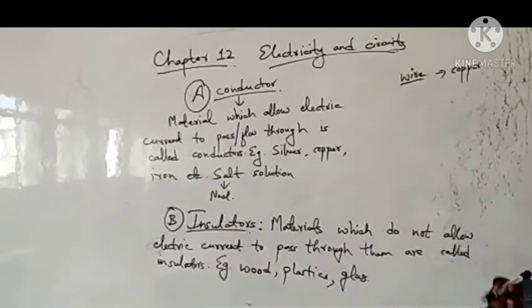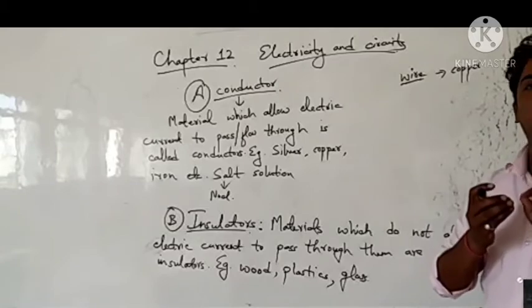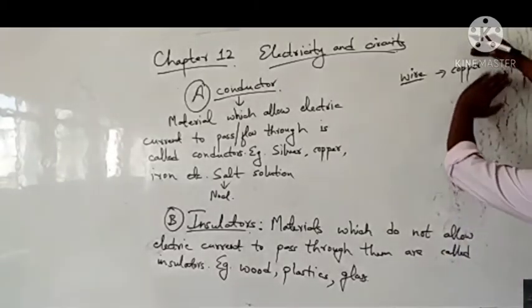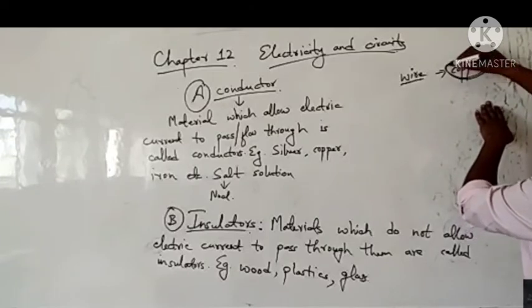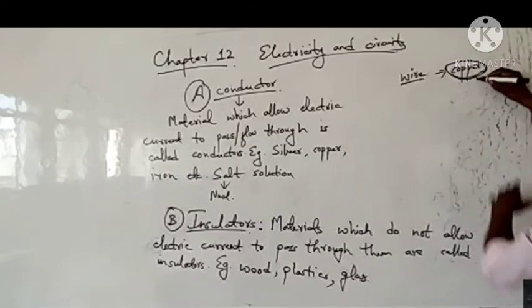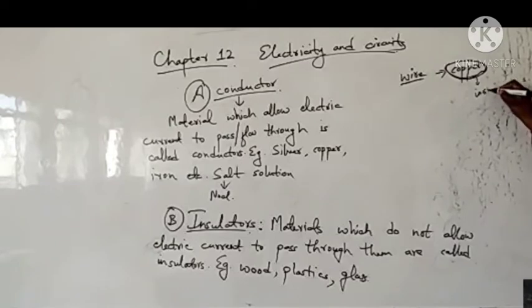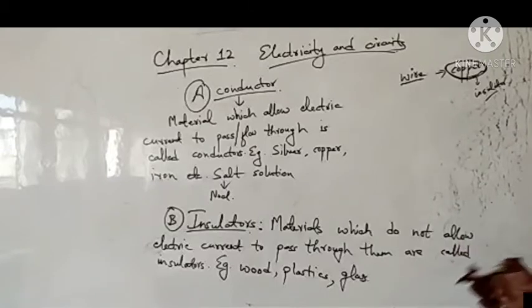But you have seen that a wire also has a plastic coating. That means this copper wire has been coated with insulators. Why so? That is because the person who touches the wire doesn't feel the shock, or doesn't get an electric shock.